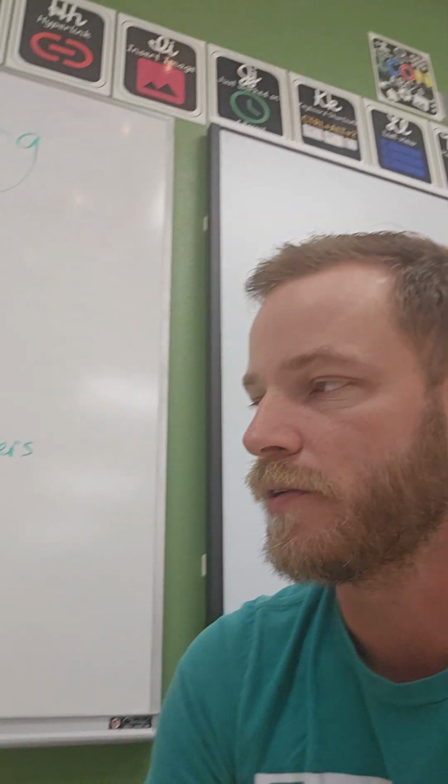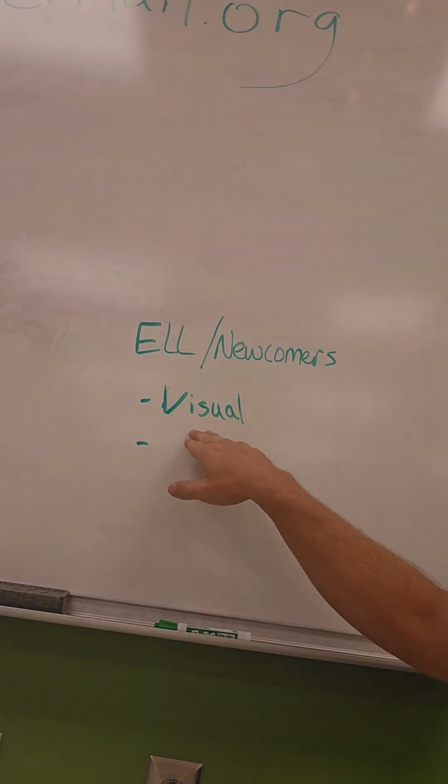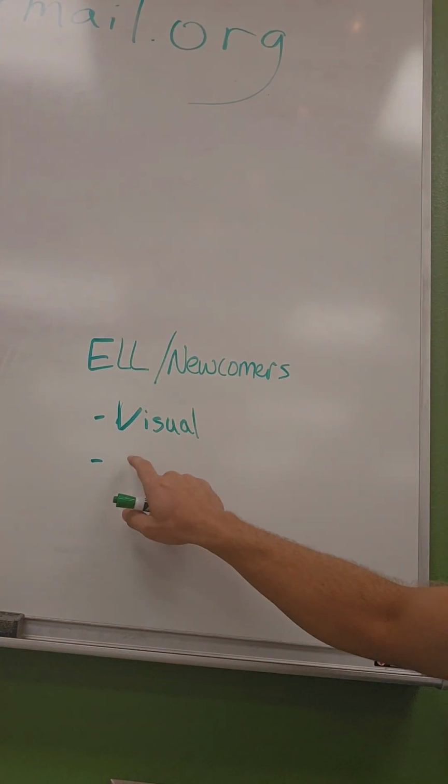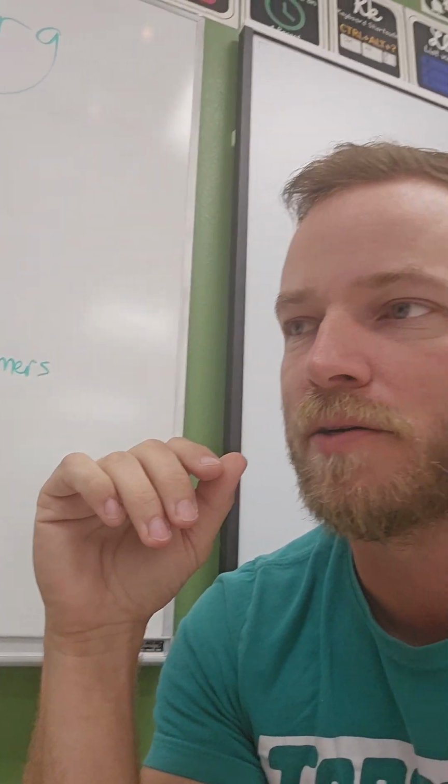So if you're attentive to their needs and kind and compassionate to those students, your students in that room will be the same for you. That's all I have for ELL newcomers. I think that one is, if you stick with visual and be good at modeling. I should put modeling right here. Modeling everything, modeling your compassion for those students, modeling what you do for the standard that you're teaching. Those students will excel in your classroom just like the other ones. Thanks.